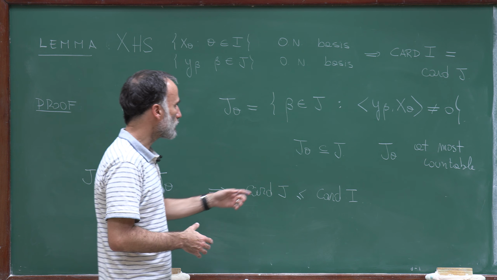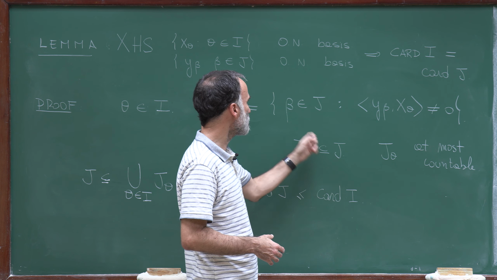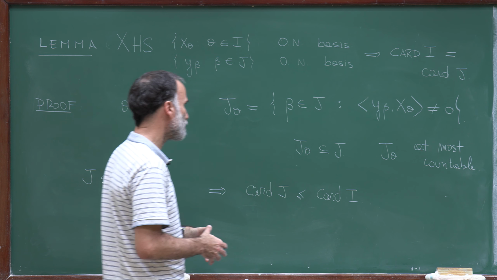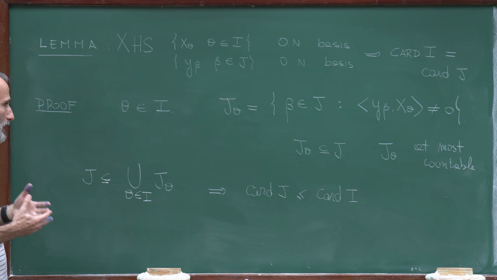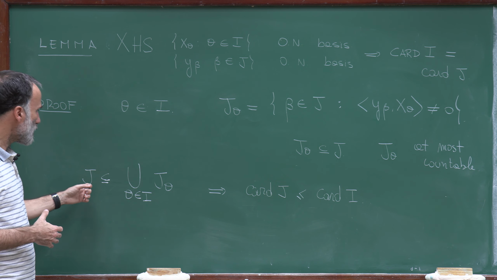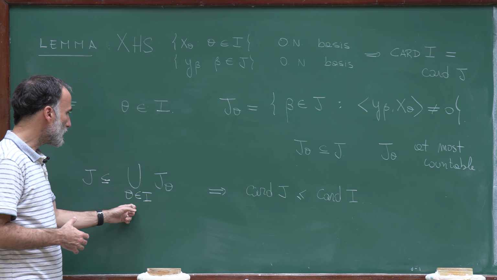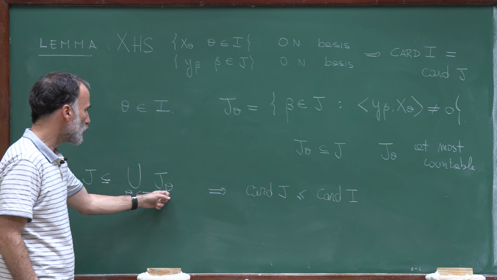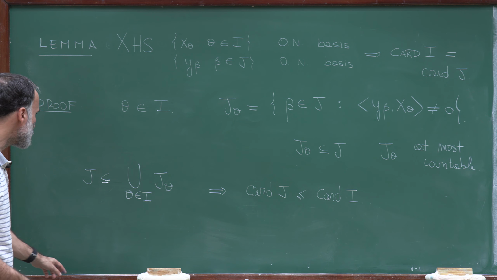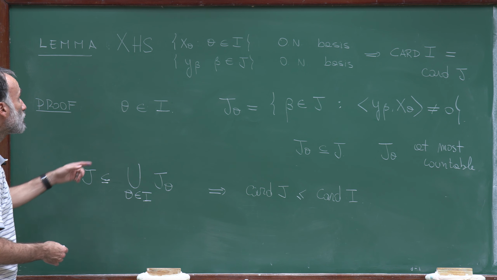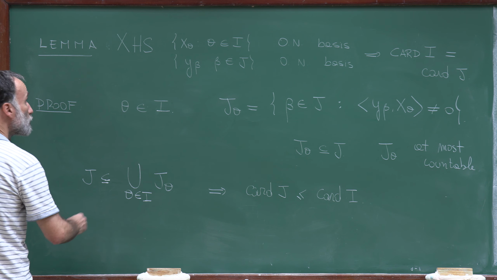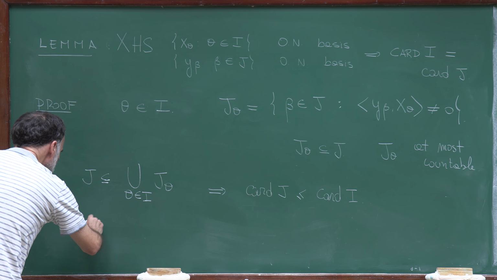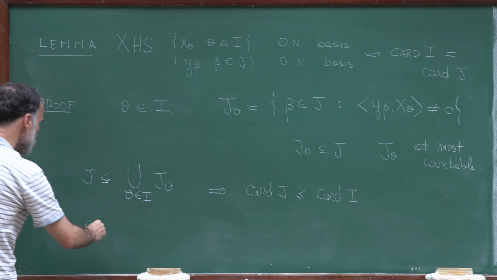So this is one fact which I wrote here: for each θ, J_θ is at most countable. On the other hand, J_θ is of course a subset of J because it's made of elements of J. Now, what I claim is that J is included in the union over all θ in I of J_θ. So let's say that you have an element of J. Let's take a β in J.